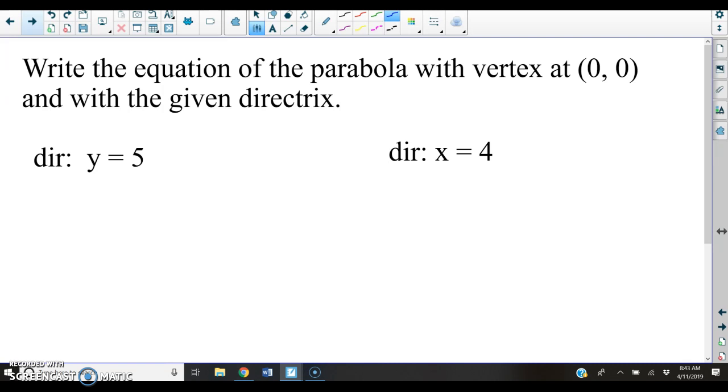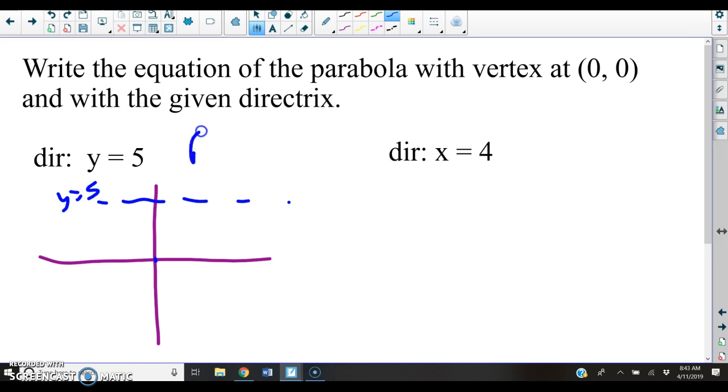Okay, so if the directrix is y equals 5, and my vertex is still 0, 0, my directrix is 5. So that means my P equals 5. In fact, it equals negative 5 because it's going to open down. It's going to open this way.